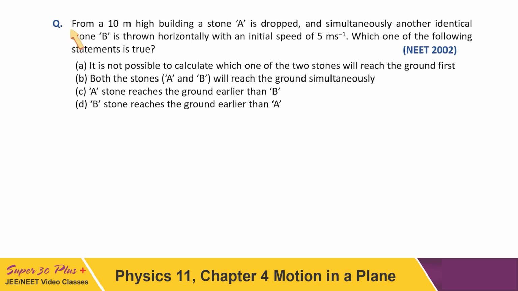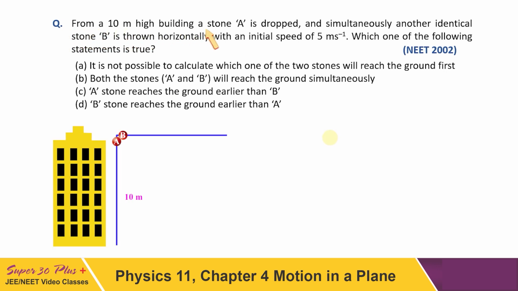Let's move to the next. From a 10 meter high building, a stone A is dropped. The height is given here as 10 meter. And simultaneously another identical stone B is thrown horizontally with speed 5 meter per second. The situation is the same as it was in the previous question, and you can see both have come in NEET. Which one of the following statements is true? Of course, here the options are different.